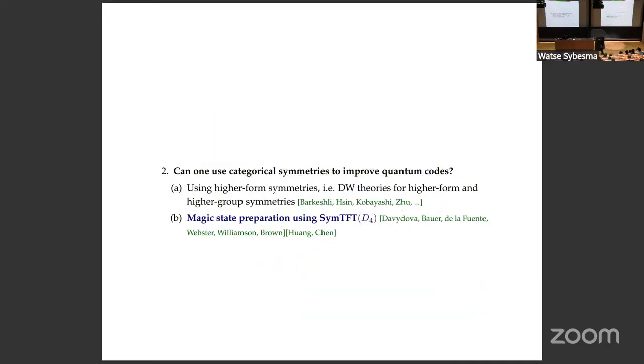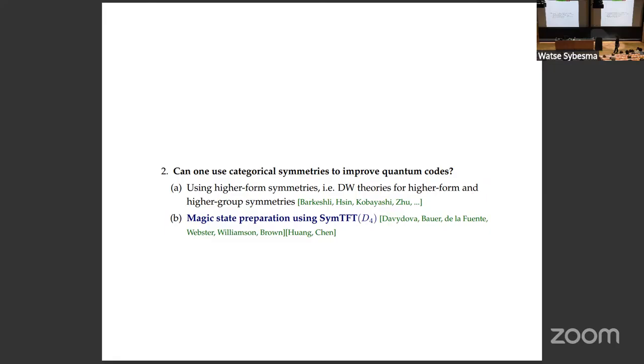But a more theoretical, interesting thing is that some of these higher form symmetries and also the categorical symmetries can be used in the context of improving our understanding of quantum codes. So one direction is using higher form symmetries, like Dijkgraaf-Witten theories for higher form symmetries, higher group symmetries. It's mostly done by Po-Cheng Sin and Ryohei Kobayashi and others. But then the other application is to what's called magic state preparation. And that's where our friend, the SymTFT, comes back.